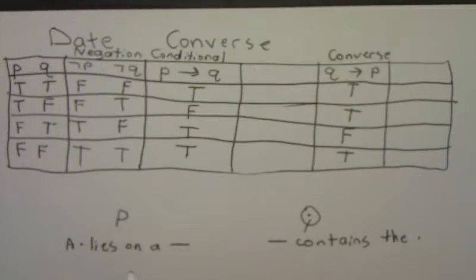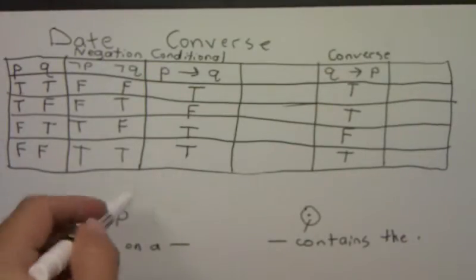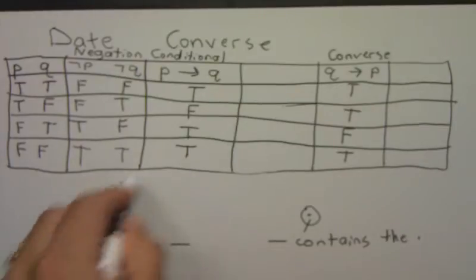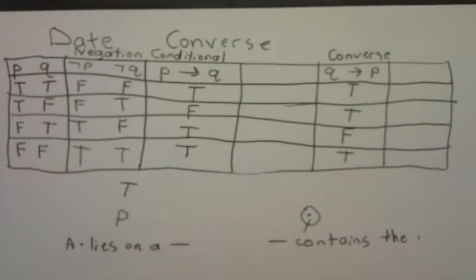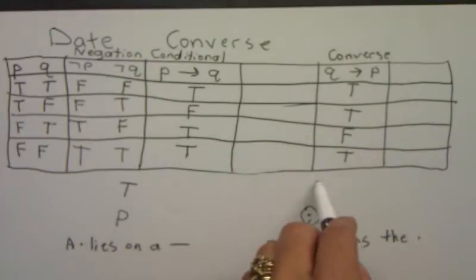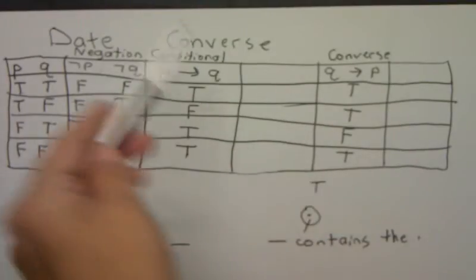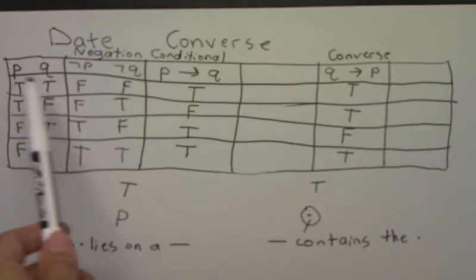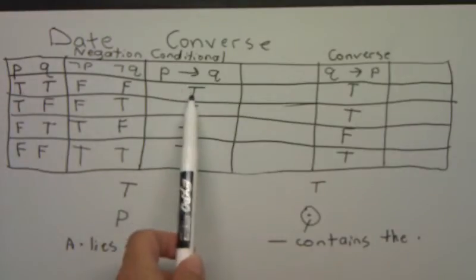Well, it says if a point lies on the line, so we're going to have to assume that the first part is true, then the line contains the point. Is that true? If a point lies on a line, does the line contain the point? Well, yes, it does. That's true. So on my conditional, if P is true and Q is true, my conditional is true.